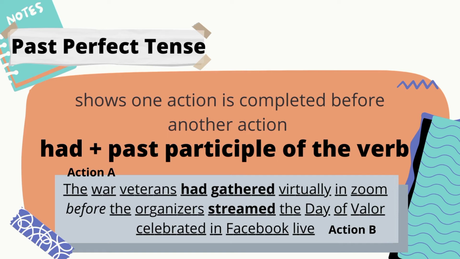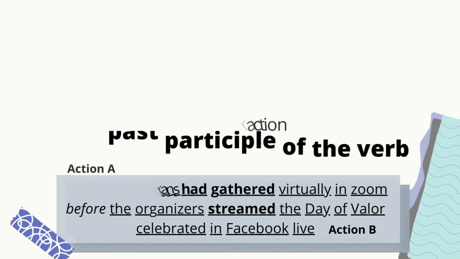This event happened first, followed by the second event: the organizers streamed the Day of Valor celebrated in Facebook Live. In the first action, the verb used the past perfect tense: had plus the past participle of gather, which is gathered. In the second action, notice that the verb is in the simple past tense: stream plus ed. The time signal used in this sentence is before.